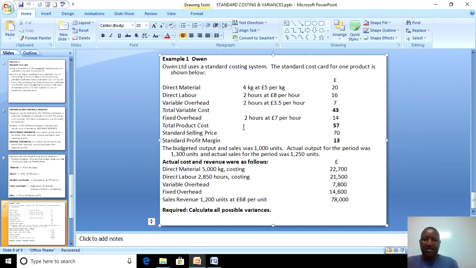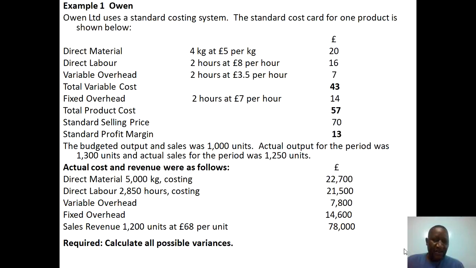So what we have in the question is Owen Limited uses a standard costing system. The standard cost card for one product is shown below. From that point to this point, these are standard costs. Then we have other information given here, which says the budgeted output and sales was 1,000 units. Actual output for the period was 1,300, and actual sales for the period was 1,250. And then we have actual results given down there.